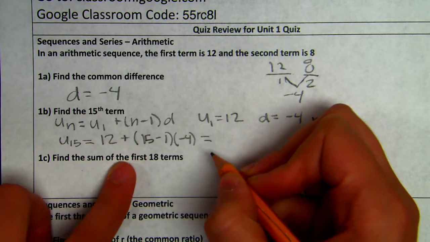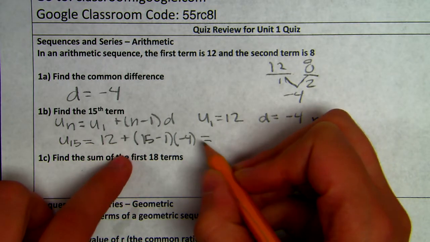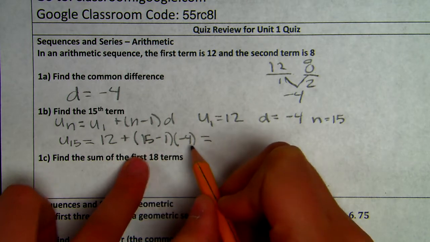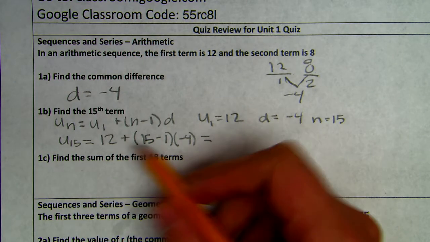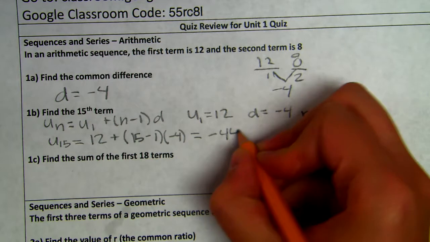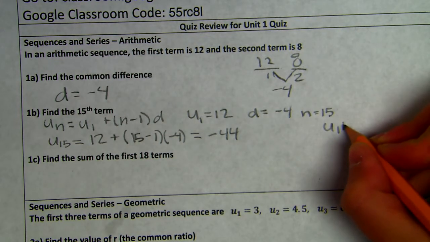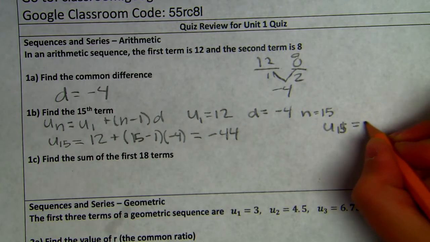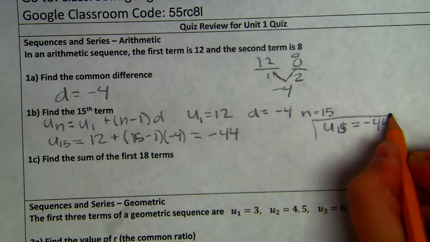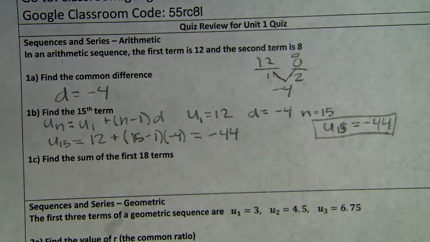I did this math a long time ago, so if I did it wrong, I apologize, but this will give me 14 times negative 4, which is negative 56. 12 minus 56 is negative 44. So my 15th term is negative 44. We got that just by using our formula.